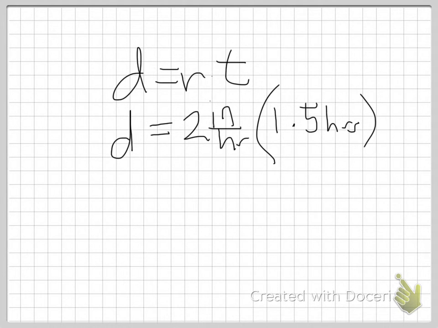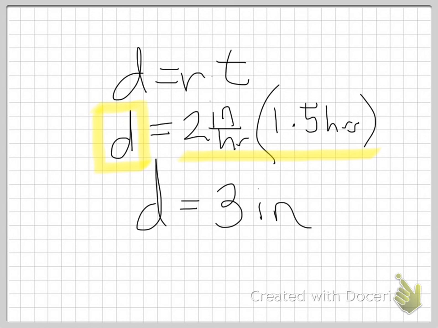I know some of you are also tempted to divide at this point, but if we look at our variable, it's already hanging out by itself. It doesn't need anything separated from it. It's good to go. So we need to look at the right side and see what to do, and this is just a multiplication. So 2 times 1.5 gives me a distance of 3 inches.